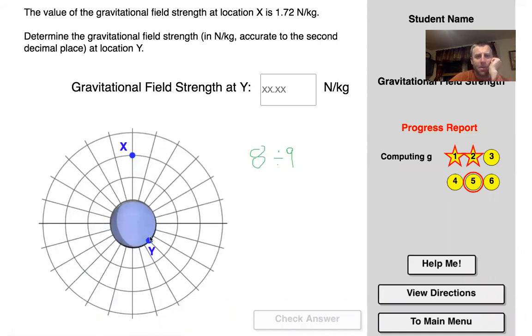Okay, at this location, it's 1.72 on this planet. It's obviously not Earth. It's like the moon, roughly. And we're going 1, 2, 3 now. So we're going from 1 to 3. That's a factor of 3 times farther away, which means the field, which is like the acceleration, will be 9 times less, right? So we're going to take this 1.72 and divide it by 9 again, 3 squared. Okay, I get 0.19.